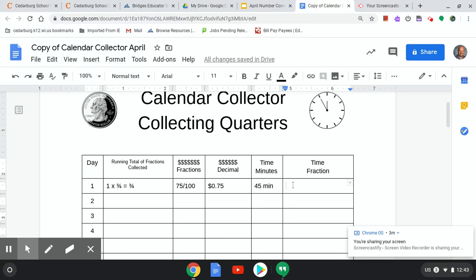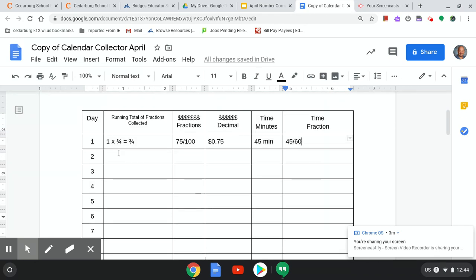Then let's think of how that would look as a fraction. Our denominator is not going to be 100, because a whole hour is not 100 minutes. So what would it be? It would be 60 minutes. So we're going to go 45 over 60. All right.